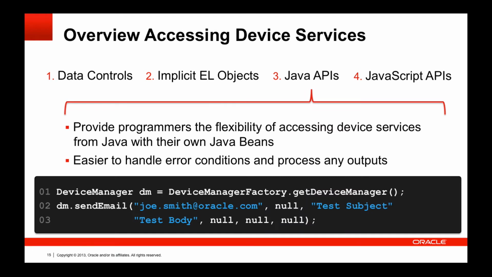Alternatively to these mechanisms, if the developer wants more control over the service integration, via a Java managed bean in the AMX pages, there is also a Java API that provides programmatic access to these services. As you can see in this brief example, the Device Manager singleton accessed via the Device Manager Factory provides a send email method.